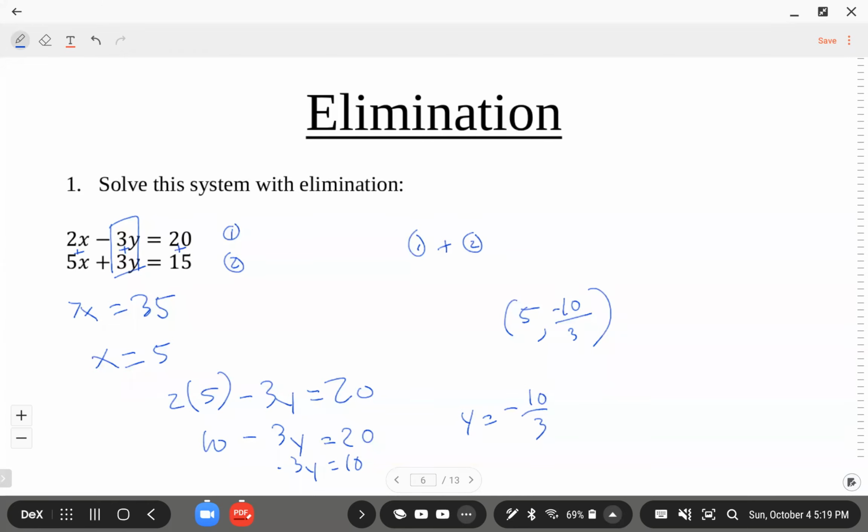So keep in mind that this is actually the coordinates of an intersection. Okay, so you can't write it like x equals 5 or y equals negative 10 over 3, okay? This way is much better because you know that this is an intersection on a coordinate plane. So it's better to write it in an ordered pair.